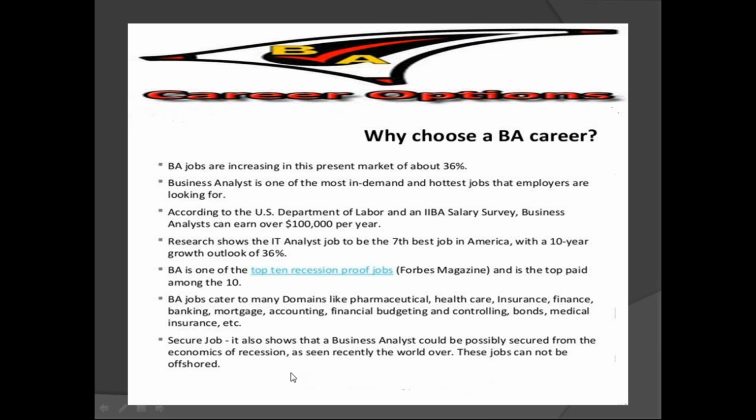It is also a secure job. The business analyst could be secured from the economics of recession, as seen recently the world over. These jobs cannot be offshored. Why is it a secure job? Whenever a company recruits a BA, they give training for 3 to 4 months, explaining the project and the company from scratch.